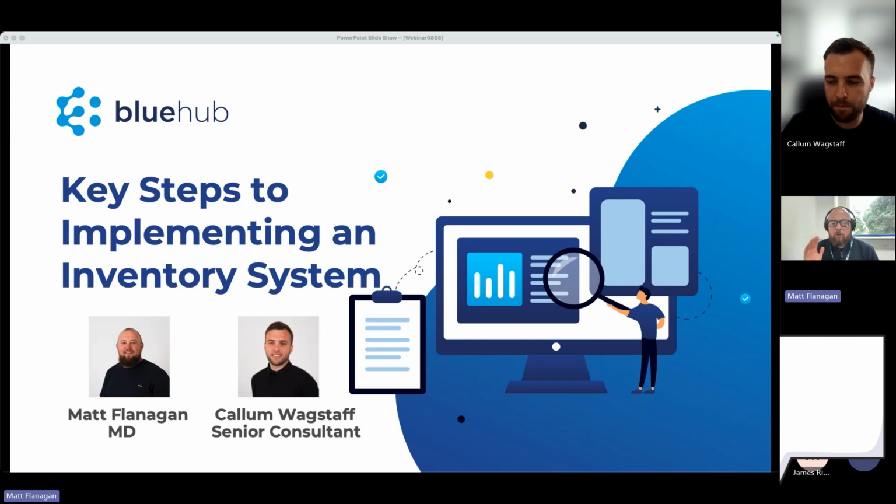Right, so can everyone see my screen? It should be a lovely picture of me and Callum. Key steps to implementing inventory system. Just put a thumbs up if you've got that. So you can see I've got a thumbs up there. Yeah, got it. Right, I've got some other people flying in there. Thank you very much. Wonderful. Great stuff.